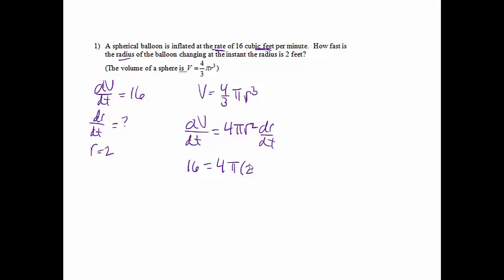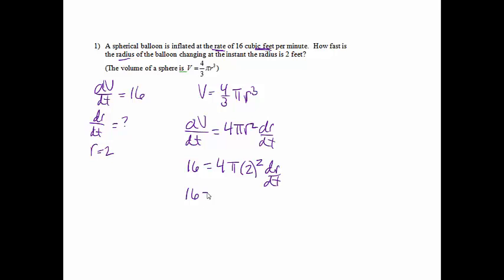Next step would be a formula. Well, they nicely gave us the formula, so we're all set with that. Once we have our information and our formula, we're ready to take the derivative. So the derivative of V will be dV/dt equals, and then the derivative of the right side, bump your 3 out front, so that's going to be 4 pi r squared dr/dt. And now from here, we're just going to plug in what we know. They told us the dV/dt was 16. 4 pi, the radius was 2 squared, dr/dt.